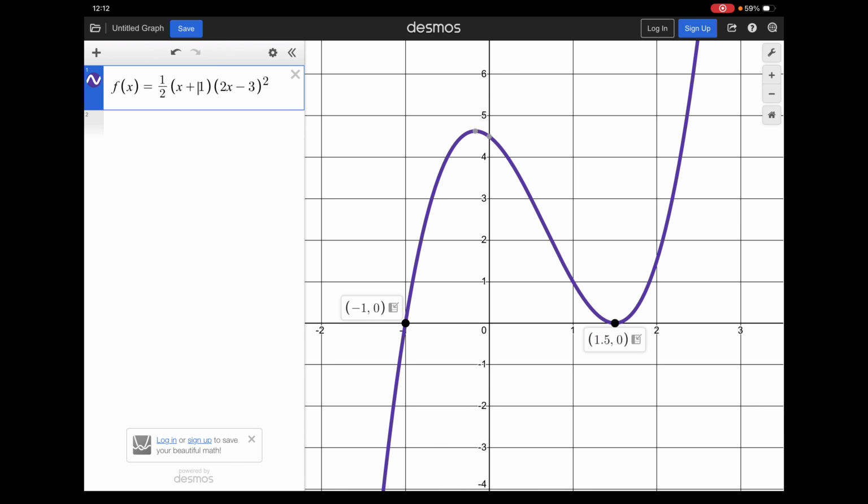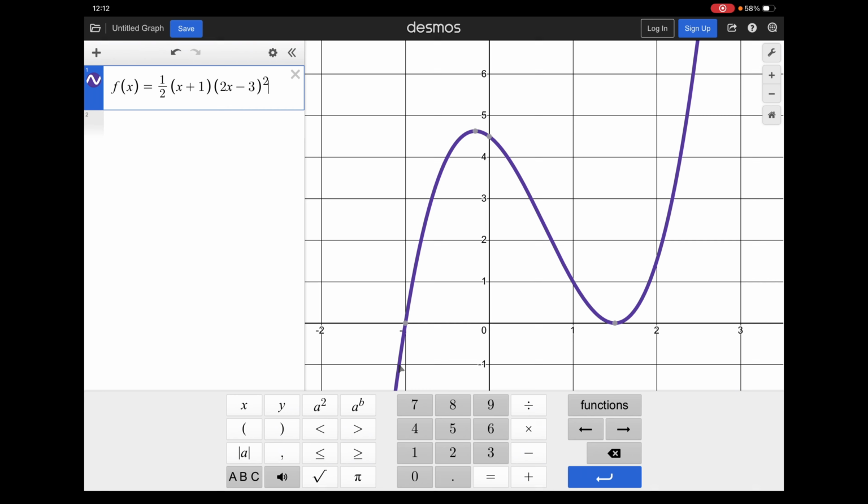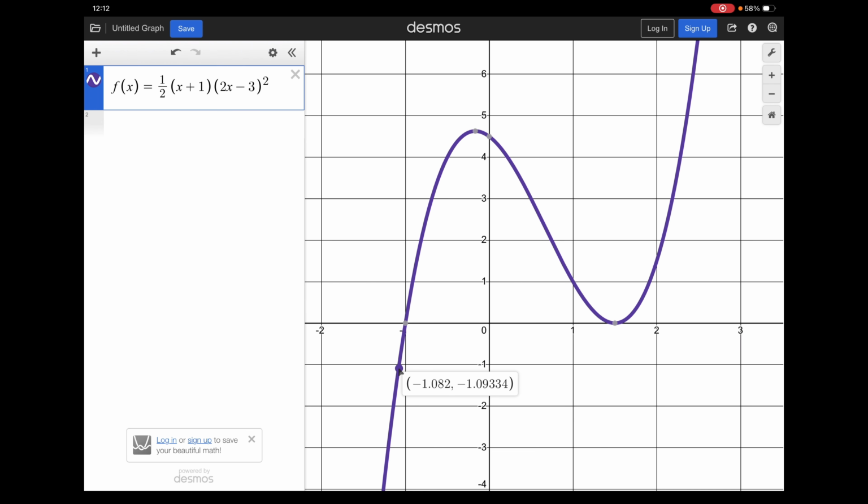And because, again, the multiplicity is 1, this is what I mean by crossing. Notice that on the left of that point, it is below the x-axis, but then to the right of this point, it is above the x-axis. And if we look at the y values, notice that right now the y values are negative. When I get to the 0, at -1, the y value is 0, as you see right there.